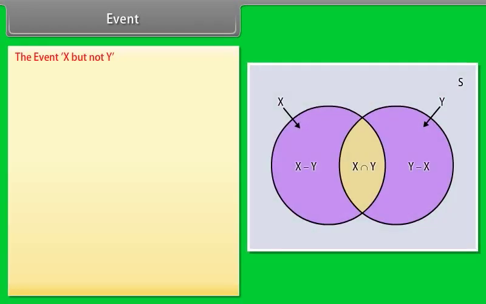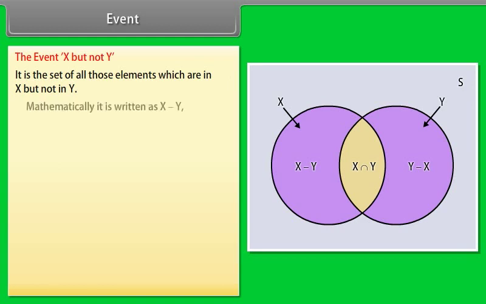The event X but not Y. It is the set of all those elements which are in X but not in Y. Mathematically, it is written as X minus Y. And X minus Y is equal to X intersection Y dash.